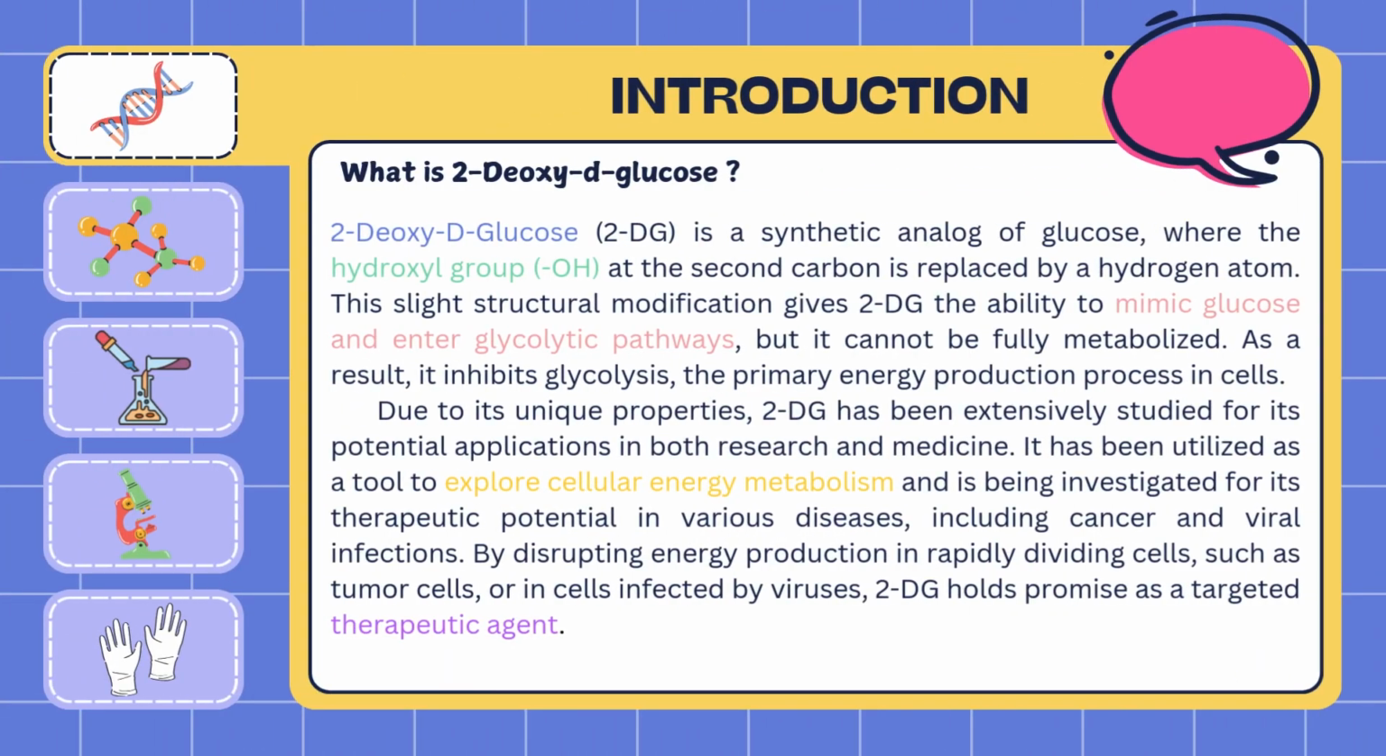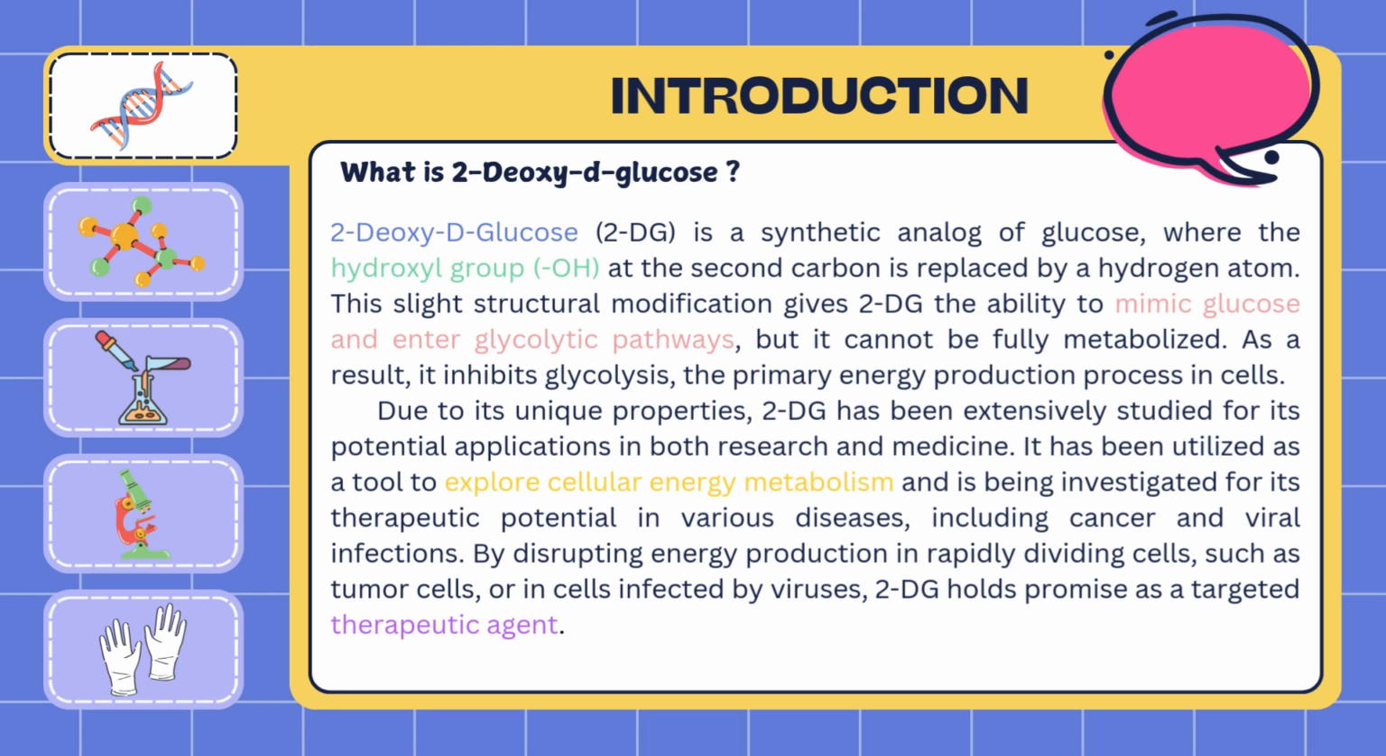So I will be introducing our compound, which is 2-deoxy-D-glucose, commonly referred to as 2DG. 2DG is a synthetic analog of glucose, meaning it shares a similar structure with glucose but has one key difference. The hydroxyl group at the second carbon in glucose is replaced with a hydrogen atom in 2DG. This slight structural change gives 2DG unique properties.